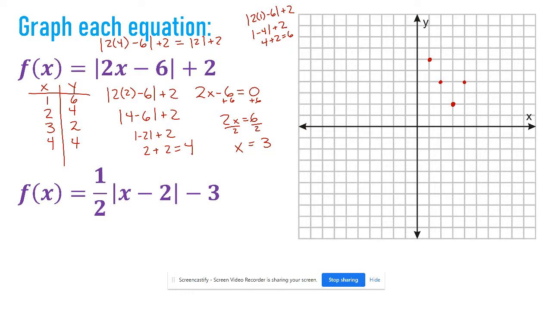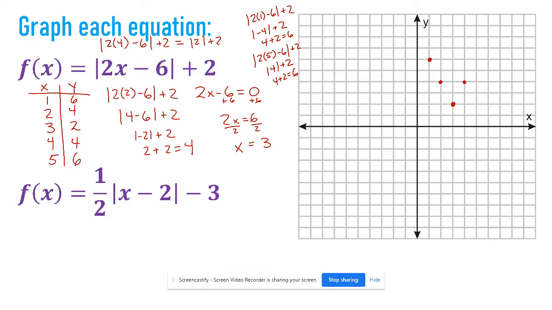I'm also going to plug in 5. And you can probably see where this is going now. But let's just check it to make sure. So we have 2 times 5 minus 6 in the absolute value, and then plus 2. 2 times 5 is 10. 10 minus 6 is 4. We have the absolute value of 4 plus 2. That's going to be 4 plus 2, which again gives us 6.